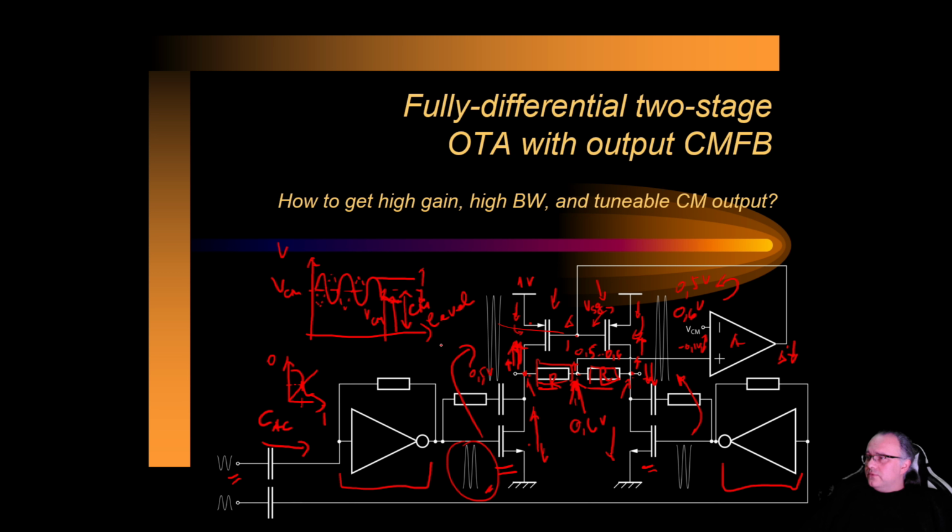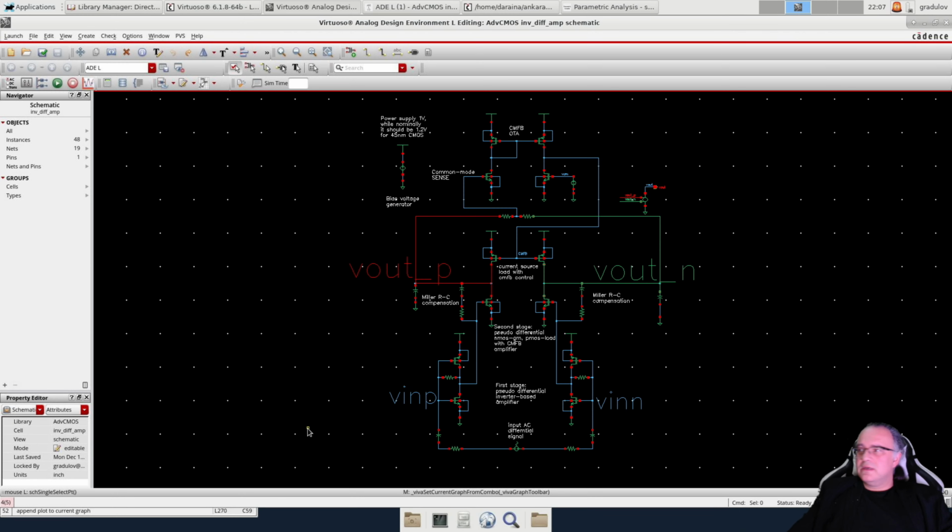The other components of this architecture are the Miller compensation, resistor, and a capacitor for the left and for the right side of the fully differential OTA. Next step is to see how we design. So all these components that we will see now, we will also show in Cadence and in transistor level design. This is the transistor level implementation. So let's see what we have here.